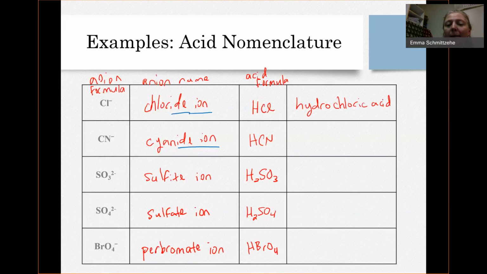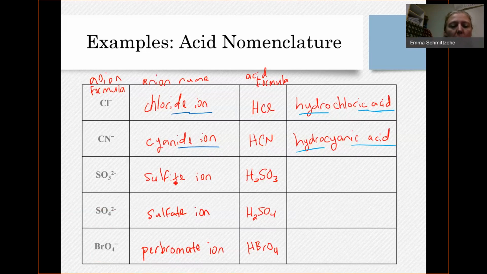Okay? And then I do the same with the other. I add the hydro prefix, and I take this cyan, and then I tack on "-ic" acid. Okay? And so then I have "-ide" ion goes to hydro-"-ic" acid. Okay, so that's one of our rules to transition between.